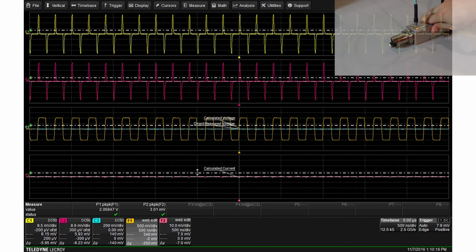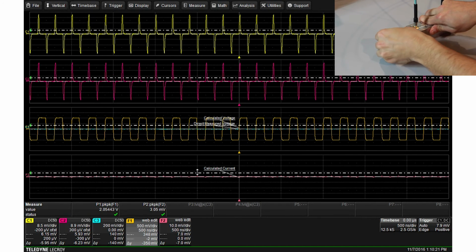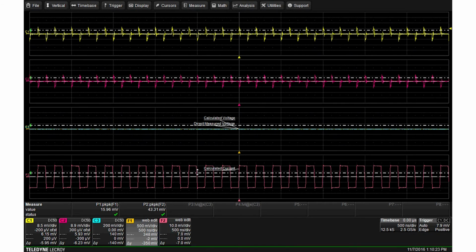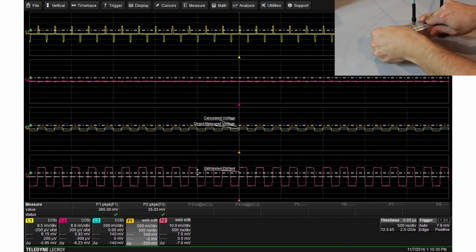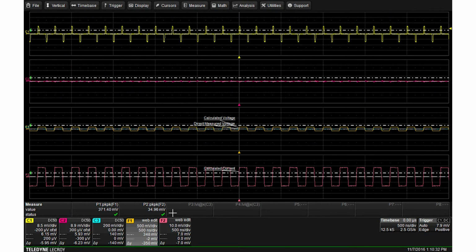If we now plug in a short, the voltage in the calibration plane becomes zero and the current increases. If we plug in a load with about 10 ohm, we see that the current amplitude becomes 35 milliamperes peak-peak, while the voltage becomes about 360 millivolts peak-peak.